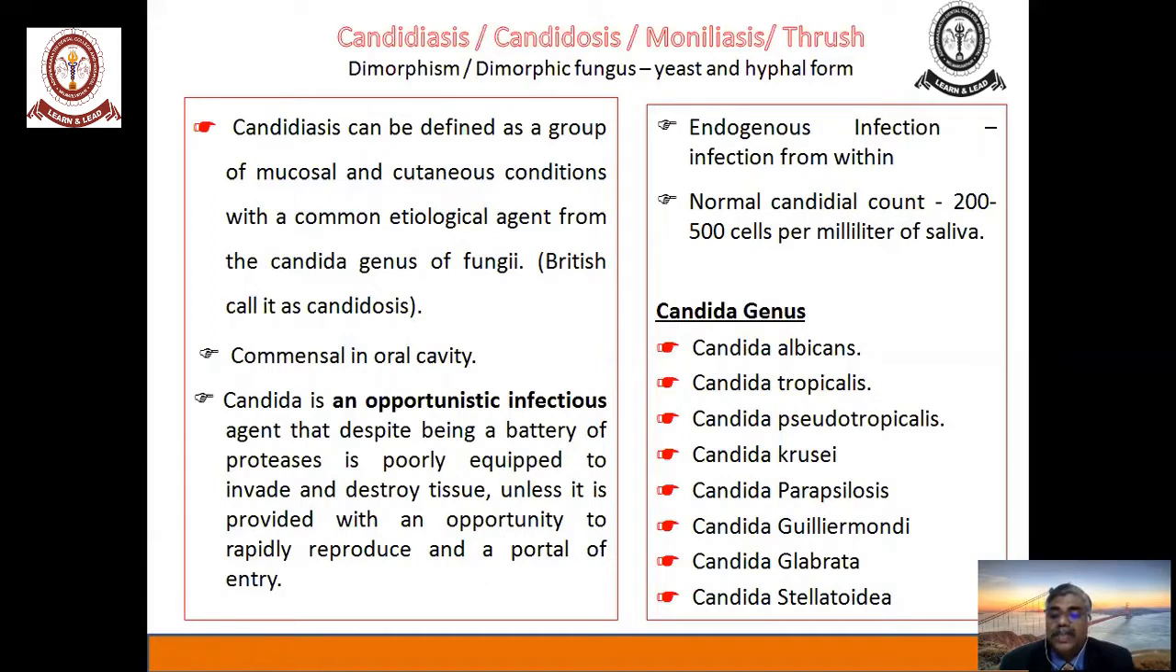It is a commensal that is present in the oral cavity, and in a normal healthy individual, its count ranges between 200 to 500 cells per milliliter of saliva. Candida is an opportunistic infectious agent that, despite having a battery of proteases, is poorly equipped to invade and destroy the tissue unless it is provided with an opportunity to rapidly reproduce and a portal of entry. It is an endogenous infection, which means the infection occurs from within.